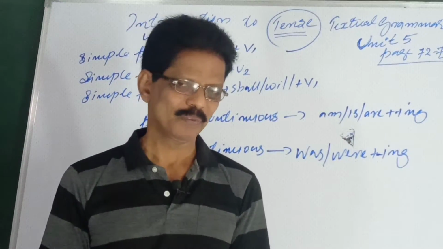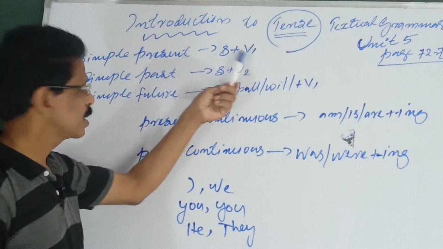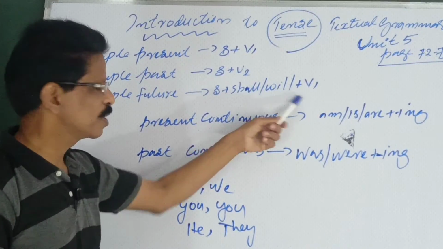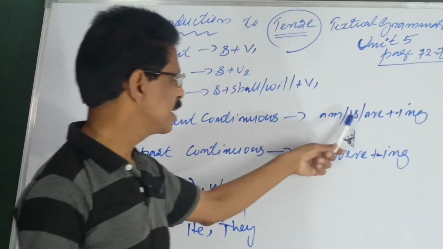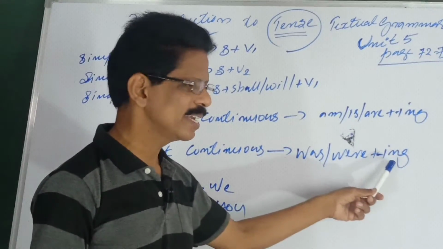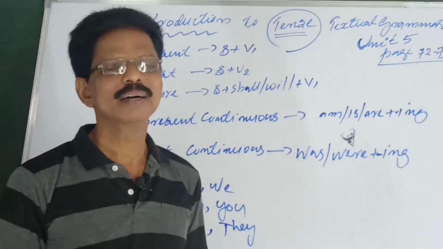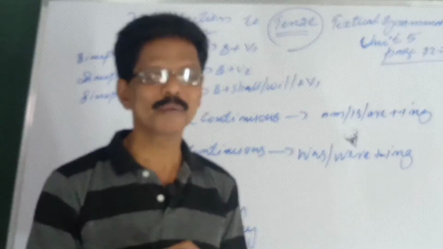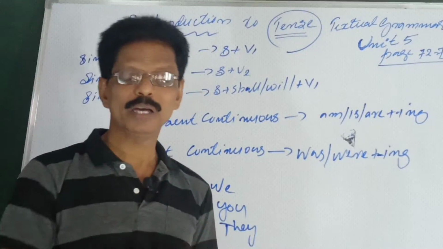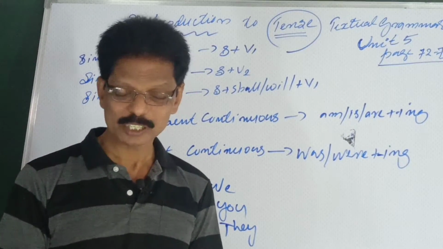See the structure once again. Present simple: S plus V1. Past simple: S plus V2. Future simple: shall or will plus V1. Present continuous: am, is, are plus ing. Past continuous: was or were plus ing. This is the structure of our tenses. What happens at present is present simple. What is now continuing is present continuous. What happened before is past simple. What was continuing is past continuous. What will take place is future simple.